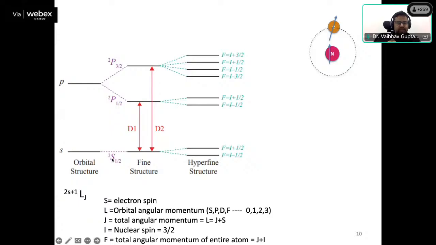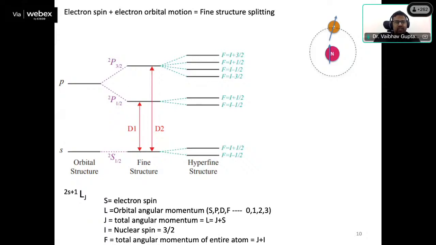And that is what is written here: 2S1/2, 2P1/2, 2P3/2. So in rubidium, we have the s orbit and the p orbit. What is happening here is called fine structure splitting. P is getting split into 2, and s is not split, or there is no splitting. This fine structure splitting happens because of the electron spin and the electron orbital motion.